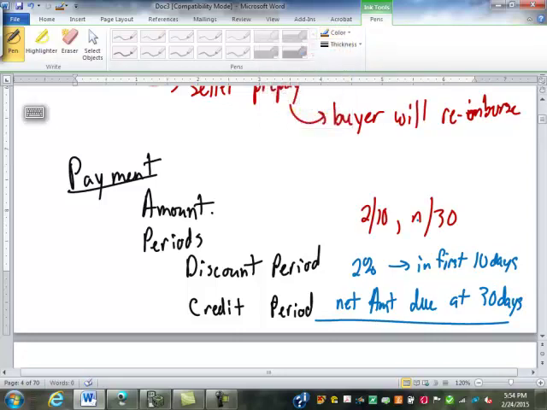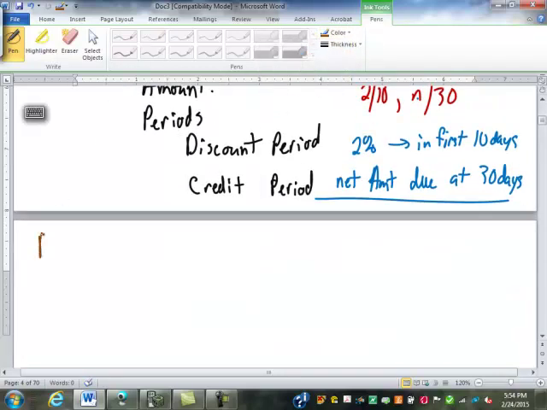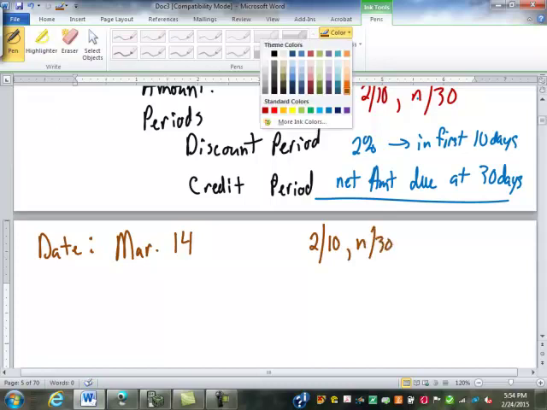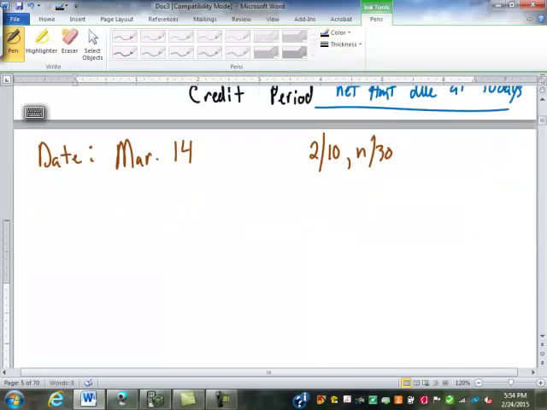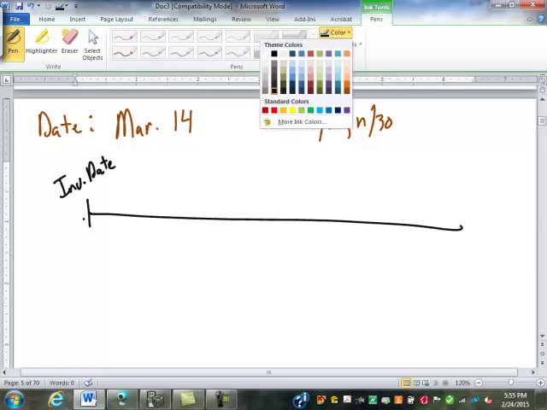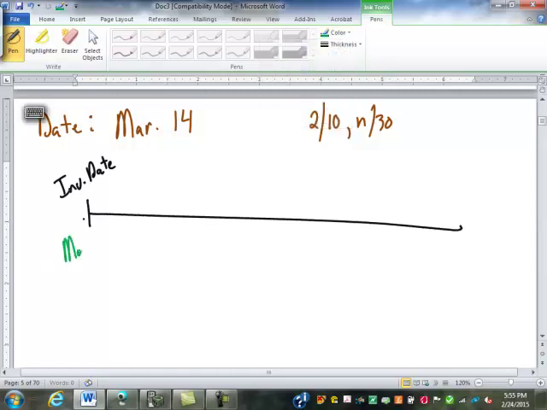So let's just look at these periods for a second. Let's say we have an invoice that is dated March 14th, and the terms are 2/10 net 30. We draw out a little timeline here. The beginning of the timeline is the invoice date, or the effective invoice date if there's a modifier. Here, that invoice date is March 14th.